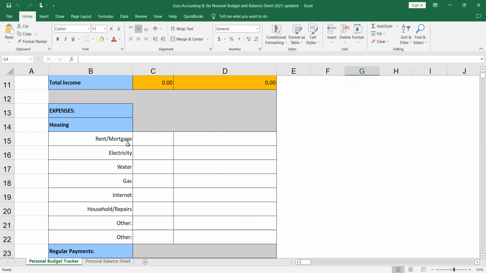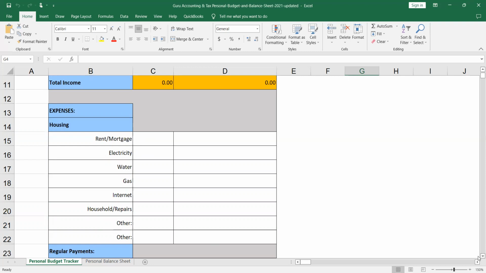So then housing, you can talk about if you are renting, then you talk about rent or mortgage with either bank or these financial institutions. So you could know either you are paying quarterly or monthly, be able to put it, how much do you spend in terms of electricity, water, gas, internet, household and repairs, and any other expenses that is related towards your housing can always be added down here.